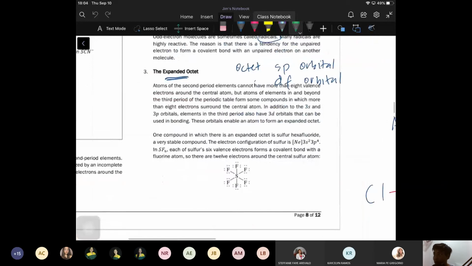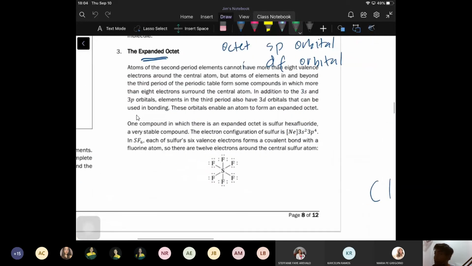Then, last one, octet rule. I mean, the expanded octet. Kailan nagkakaroon ng expanded octet? If your atom can hold d orbitals or the f orbitals. So, saan ba nagkakaroon ng d orbitals? Starting sa third period. Diba, again, in the third energy level, you can have s, p, and d orbitals. First energy period, s lang. Second energy period, s and p. Third energy period, s, p, and d.